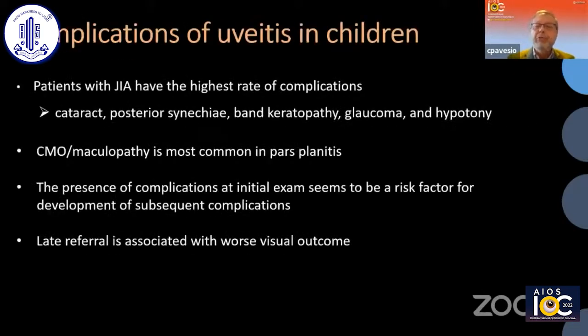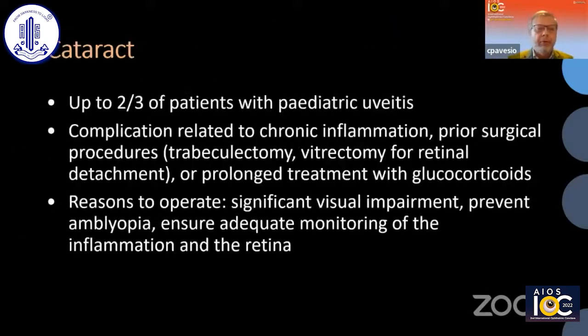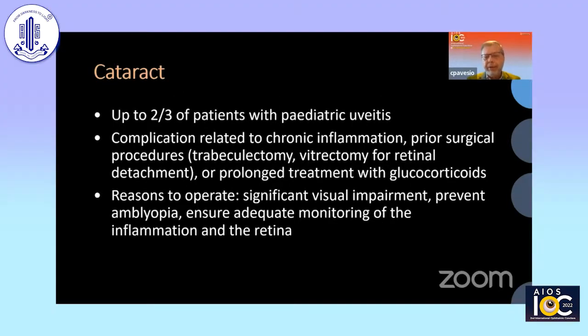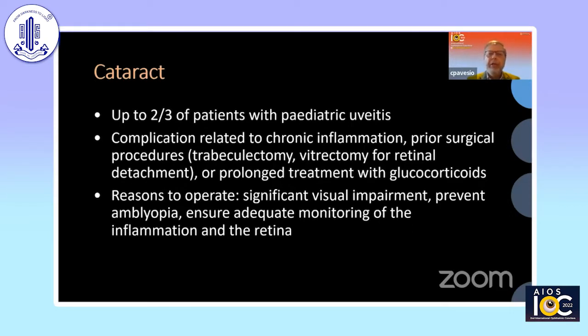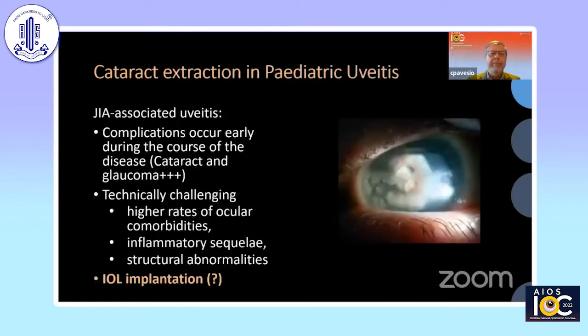The presence of complications when you see the child for the first time is already an indication of the risk of developing other complications. It indicates the disease is severe, has not been diagnosed and is not being treated, and many times these patients get referred quite late for assessment. Cataract will happen in two thirds of the patients in the pediatric population and is related to many factors: the inflammation, prior procedures, and prolonged treatment with steroids. There are several reasons why we need to remove the cataract: visual impairment, preventing amblyopia, and adequately monitoring their disease.